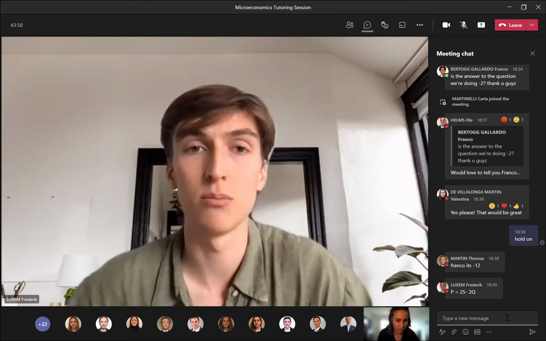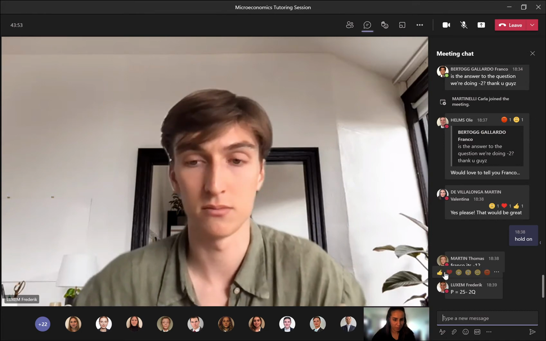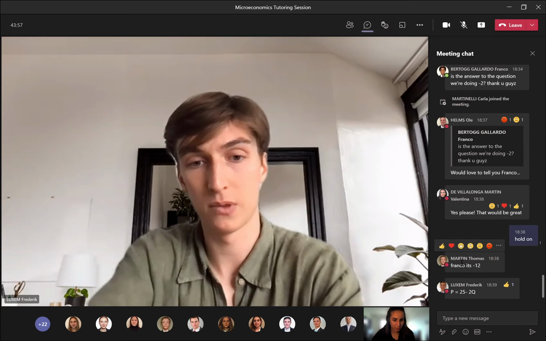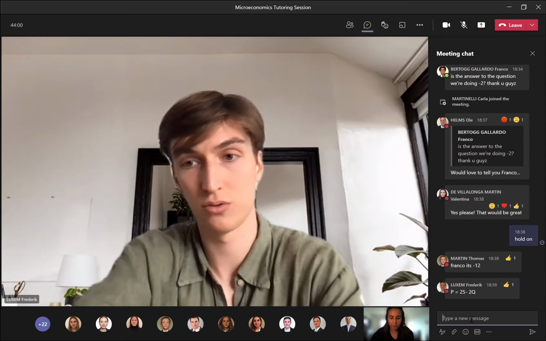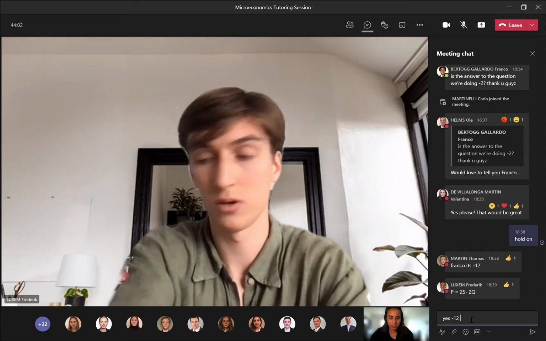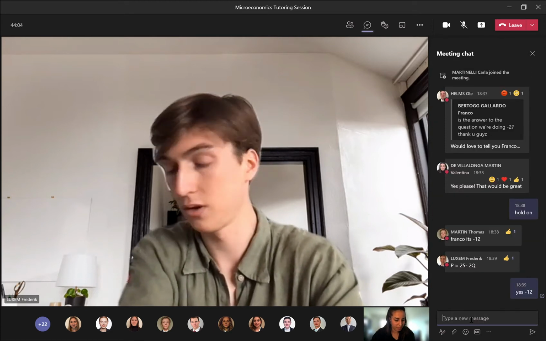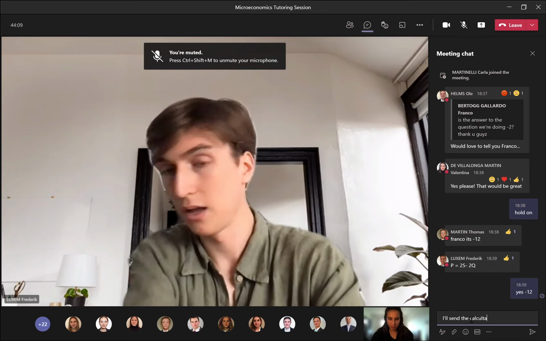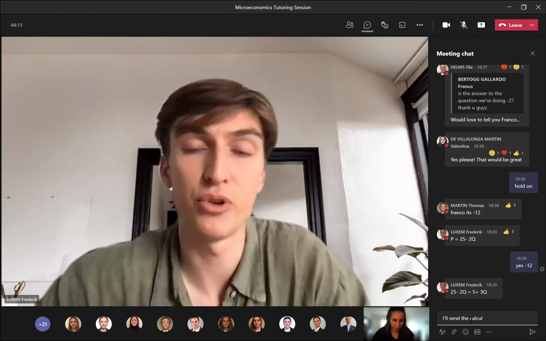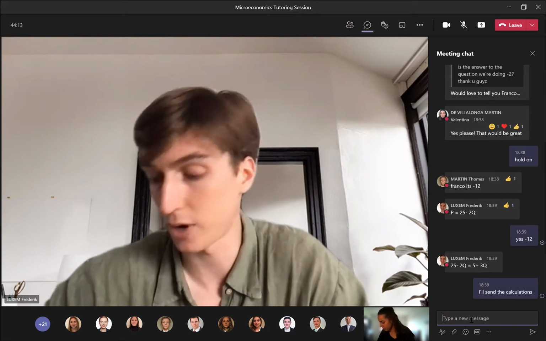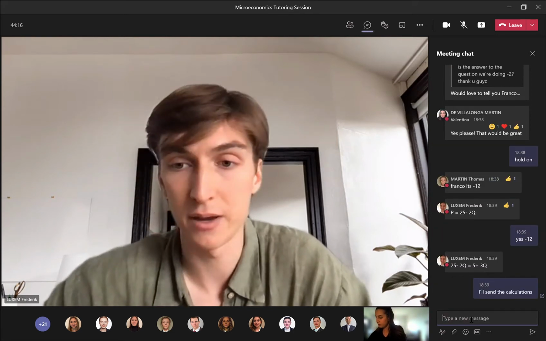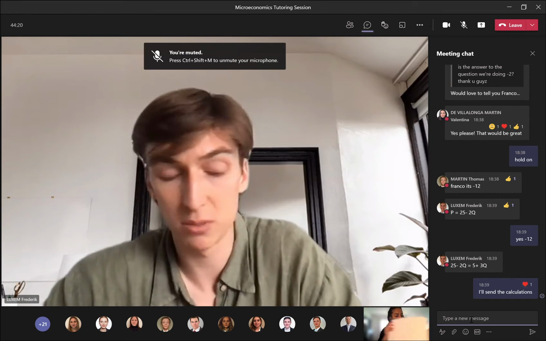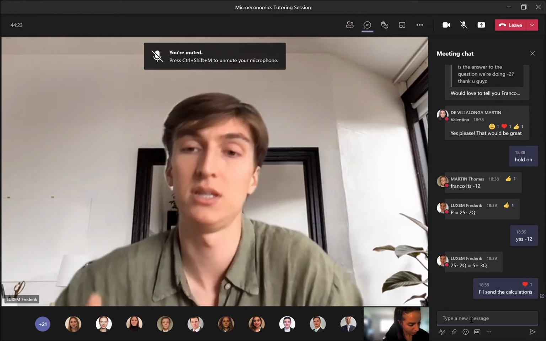Now you can set both equations to equal. So you'd have 25 minus 2Q equals to 5 plus 3Q. Then here you get your equilibrium quantity and your equilibrium price. And once you have them, it's super easy. You just multiply them because you have the quantity times the price.